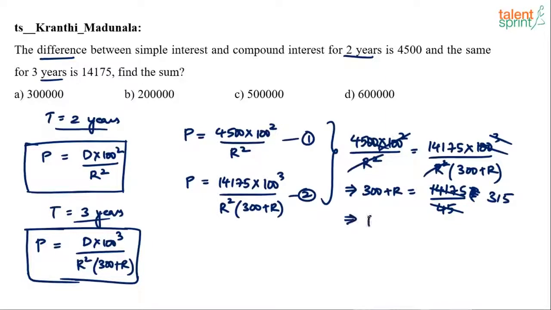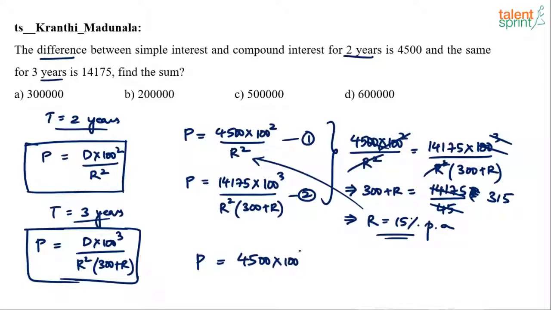Yeah, so from this R comes out to be 15. That's it. 15 means 15% per annum. Yeah. So we know the value of R. Now substitute R back in the first equation, you will get P. So principal P is going to be 4,500 into 100 squared upon R square, 15 into 15. So this goes 3 times, 300 by 15 is 20, and 20 into 10,000 is 2 lakhs.